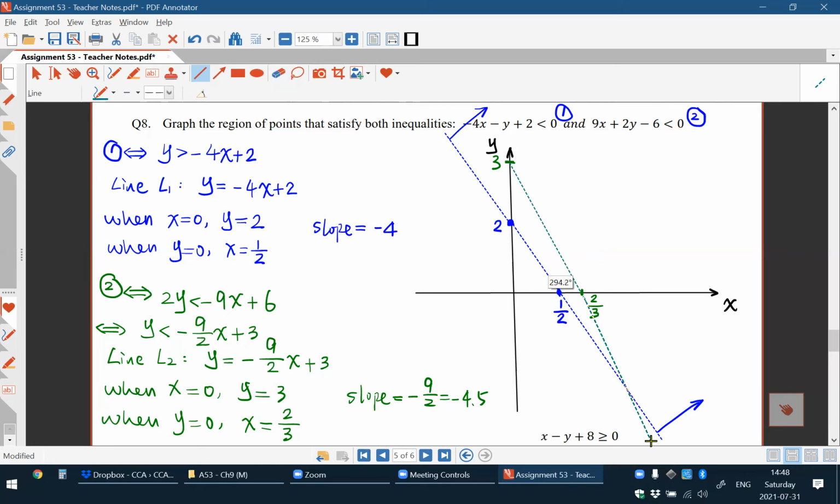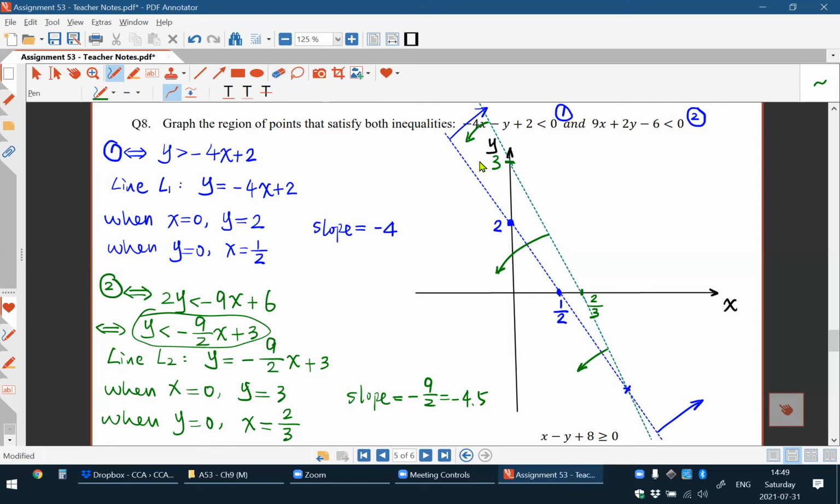Okay, the intersecting point is somewhere here. So let's say this is the intersecting point. Right, so the shaded area of the second region is, let's check the inequality. The inequality says y should be smaller than minus 9 over 2 x plus 3. So that means the area should be below this blue line, right? So below this line. Okay, so this is our region 2.